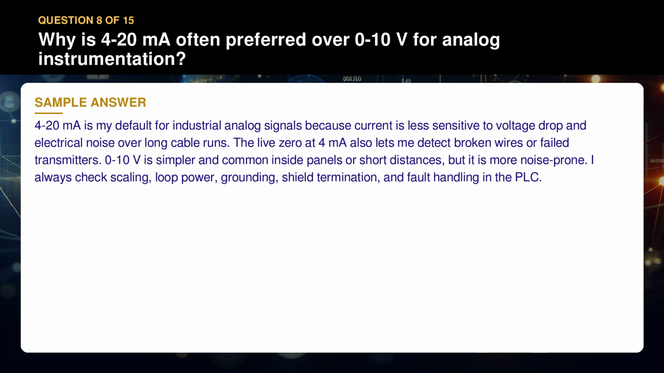The live zero at 4 mA also lets me detect broken wires or failed transmitters. 0 to 10 volt is simpler and common inside panels or short distances, but it is more noise-prone. I always check scaling, loop power, grounding, shield termination, and fault handling in the PLC.